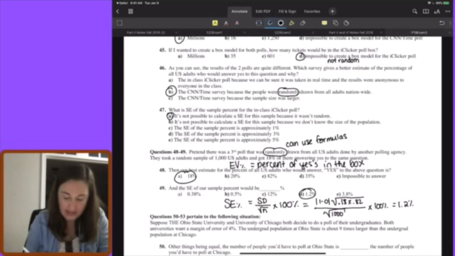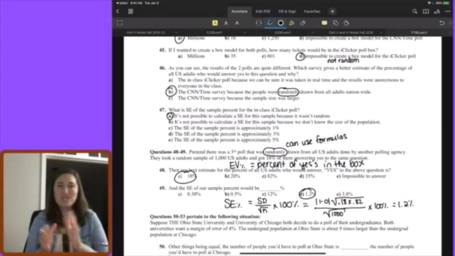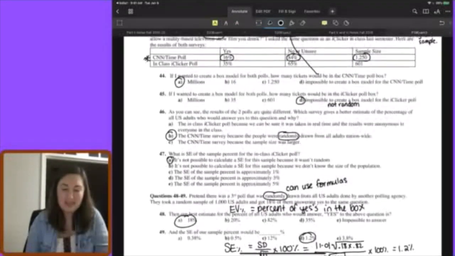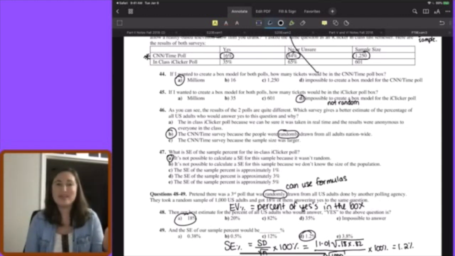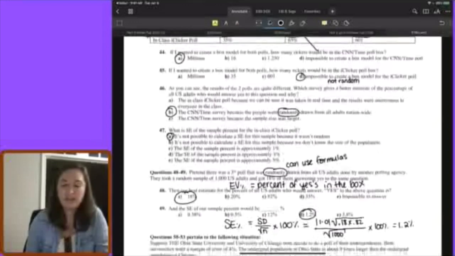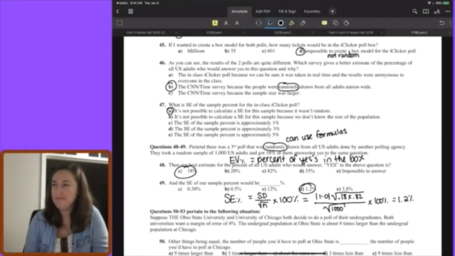Yeah, 1.2%. So we'd expect if we ask all U.S. adults this question, we get 18, give or take 1.2%. And that makes sense because if we look back up here, this CNN and Time poll had 16% yeses, which is inside that confidence interval. So that's good. The random polls, their confidence intervals matched.